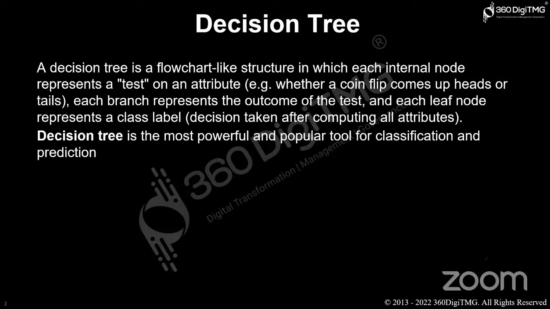Talking about the types, one is the categorical variable decision tree.